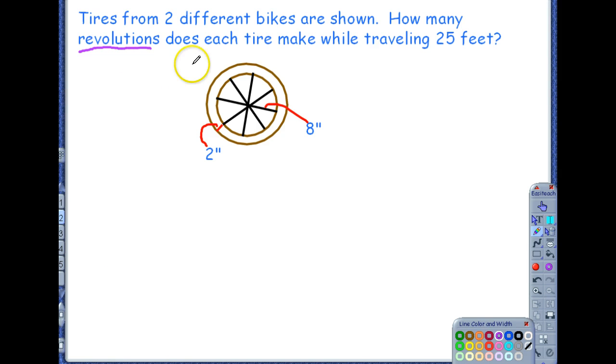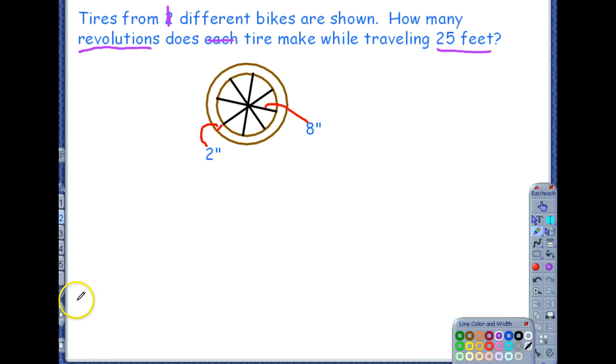It says we've got a tire from one different bike. We changed the problem, sorry. Bike is shown. How many revolutions does this tire make while traveling 25 feet? We tried to make it a little bit simpler for you guys and forgot to change the wording. Forgot to edit. Oh, well. So we have a tire from this bike, and it says, how many revolutions will that tire make while traveling 25 feet?